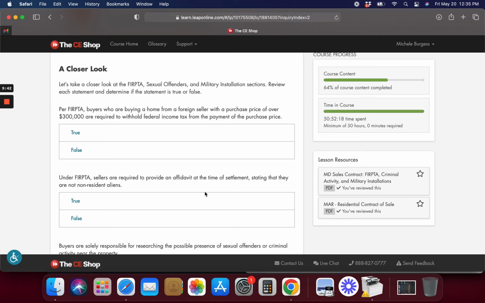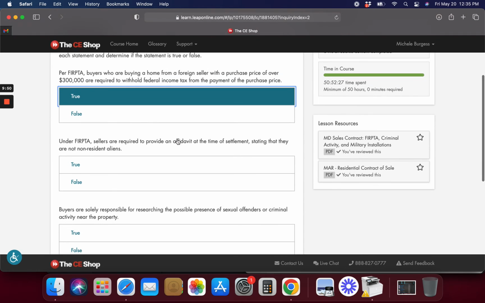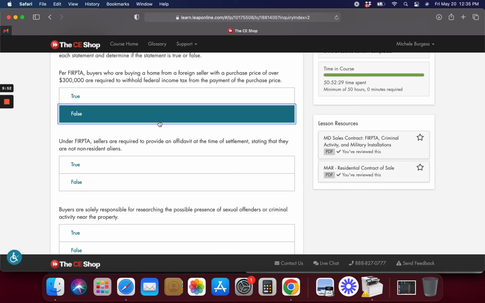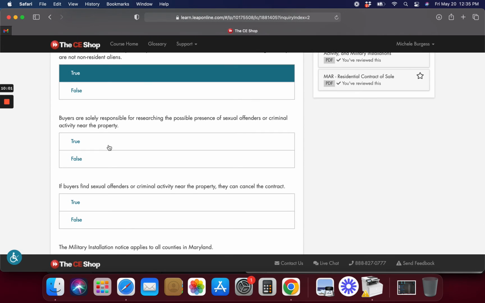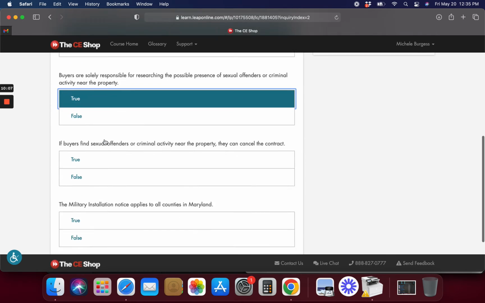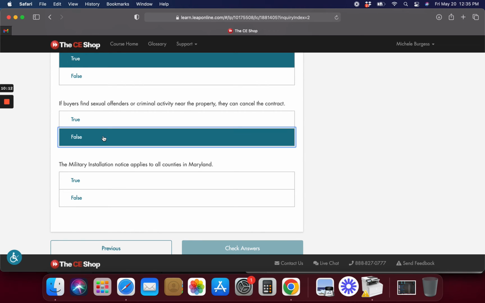Okay, buyers who are buying a home from a foreign seller with a purchase price above the threshold are required to withhold federal income tax. Okay, I don't know about that. Sellers are required to provide an affidavit at the time of settlement stating they are non-residents. I mean, this might be true. I don't know. I'll find out. Okay, buyers are solely responsible for researching the possible presence of sexual offenders or criminal activity. If buyers find sexual offenders, they can cancel the contract. I don't think that's true.